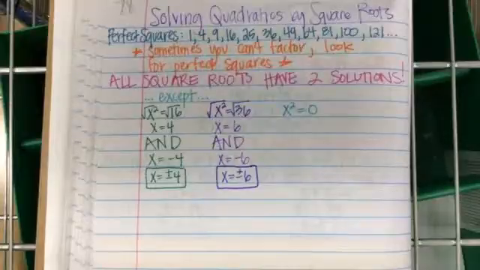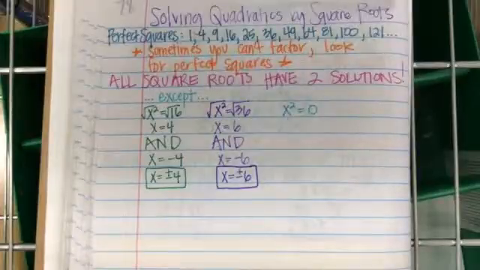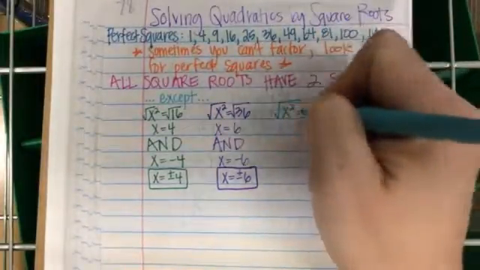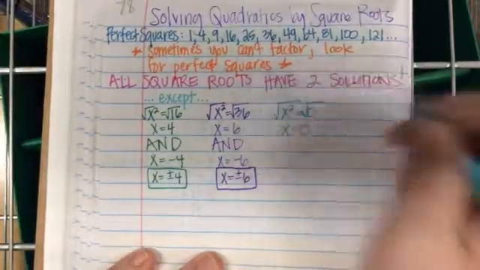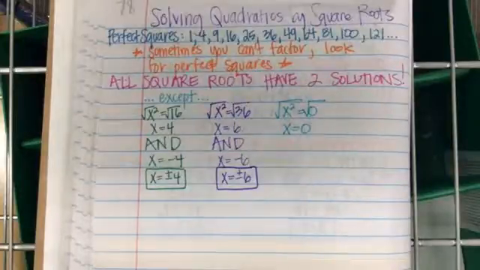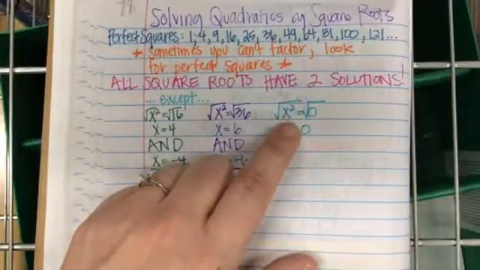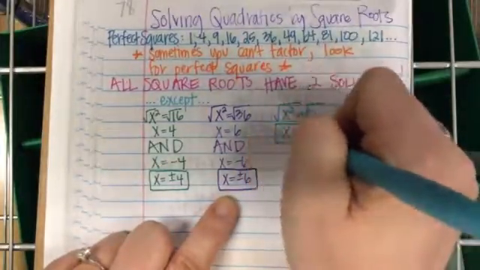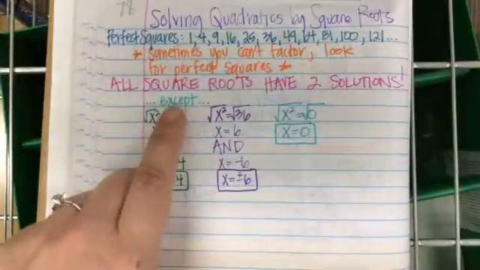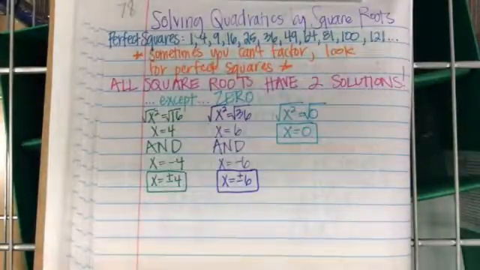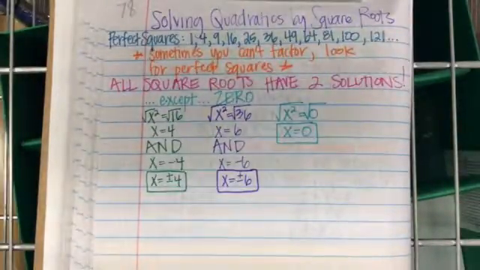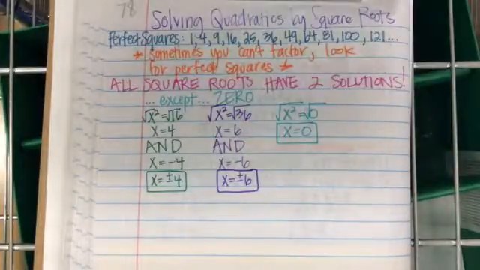All right, so let's talk about this one, the square root of 0. Right? x squared equals 0. What does x equal? 0. And what else does x equal? Negative 0, right? But is there a negative 0? No. So it's just 0. So all square roots have two solutions except 0. Because the square root of 0 is 0. There's no plus or minus. There's no positive 0. There's no negative 0.